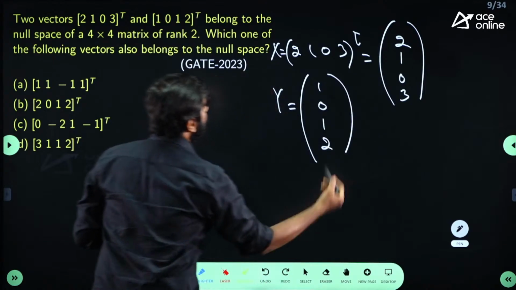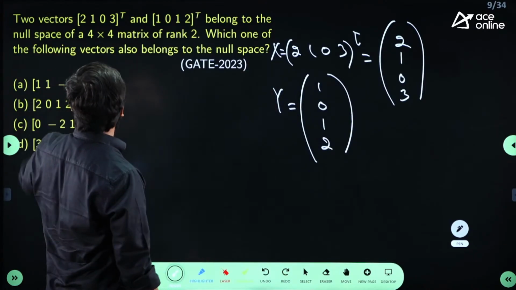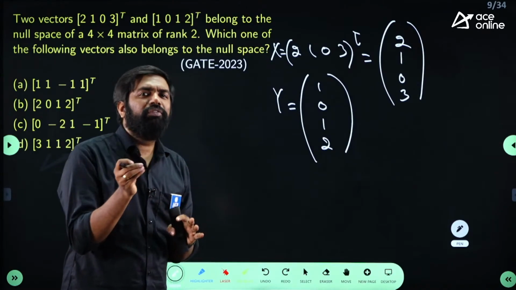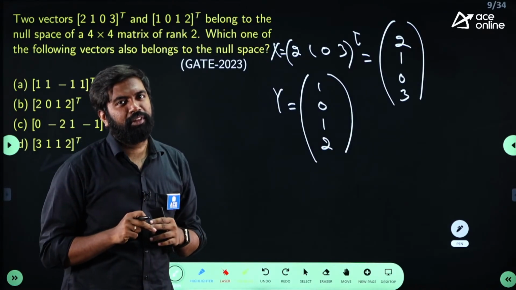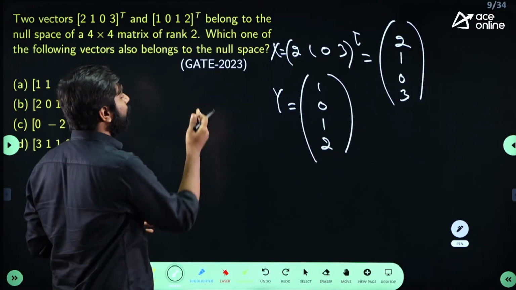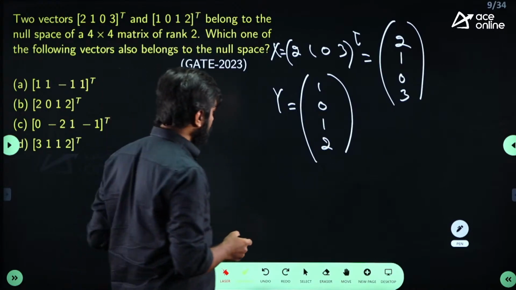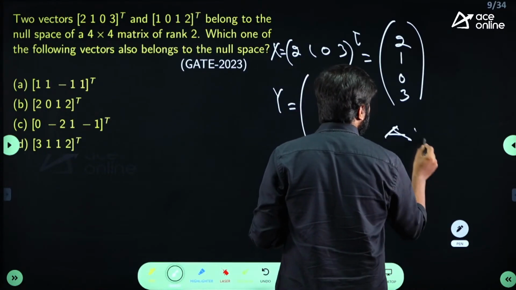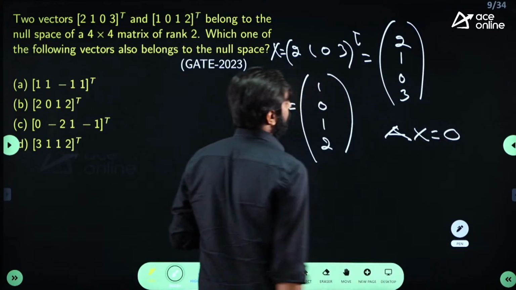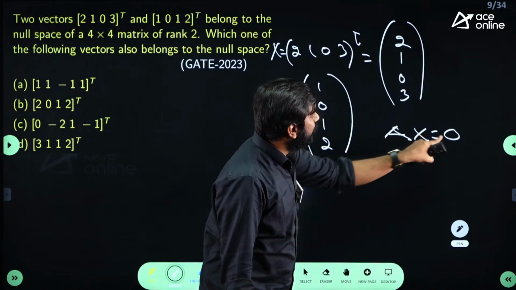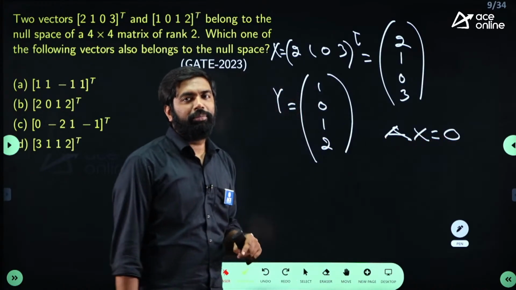Okay, so this is y. He says that two vectors belong in the null space. You are all aware of the word null. Null refers to something called 0. So what do you mean by this two belong to the null space of this matrix? It means that if you consider a homogeneous system in the form Ax equal to 0, clearly when you multiply A with x, it is going to give you a 0 vector. That's the meaning of this.